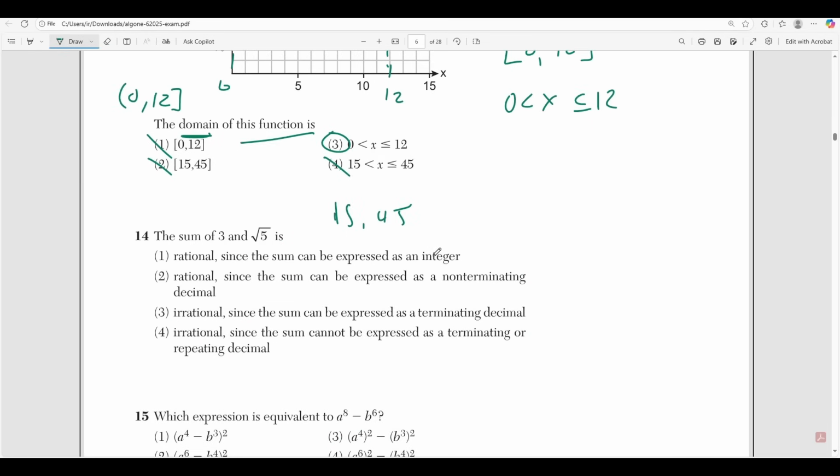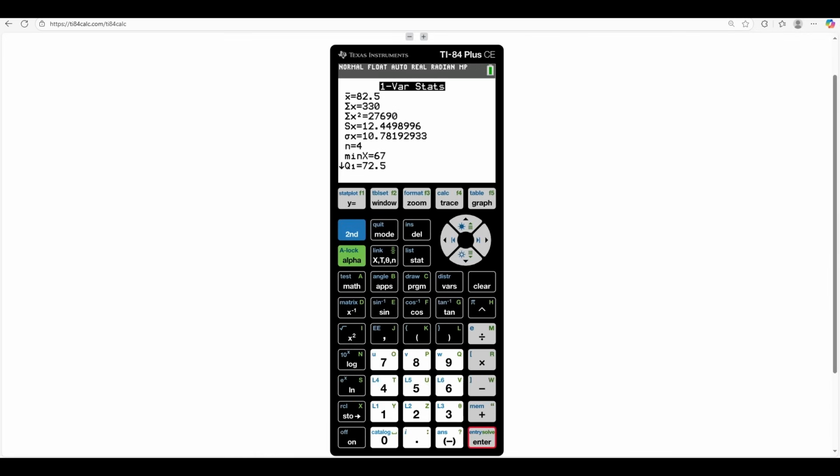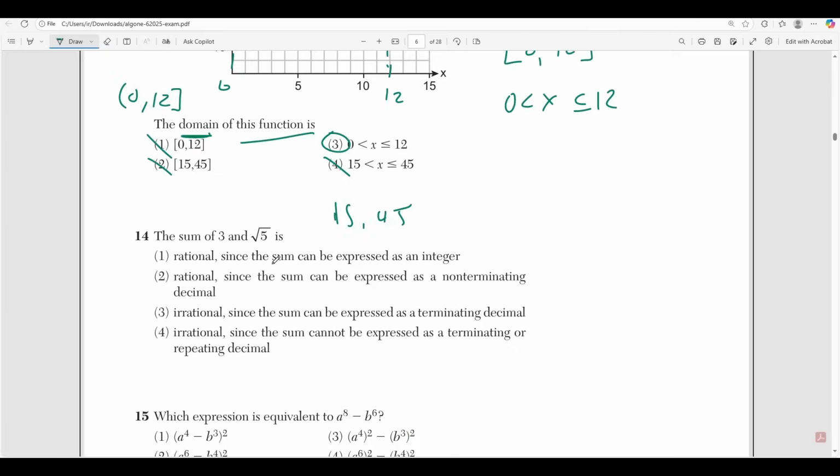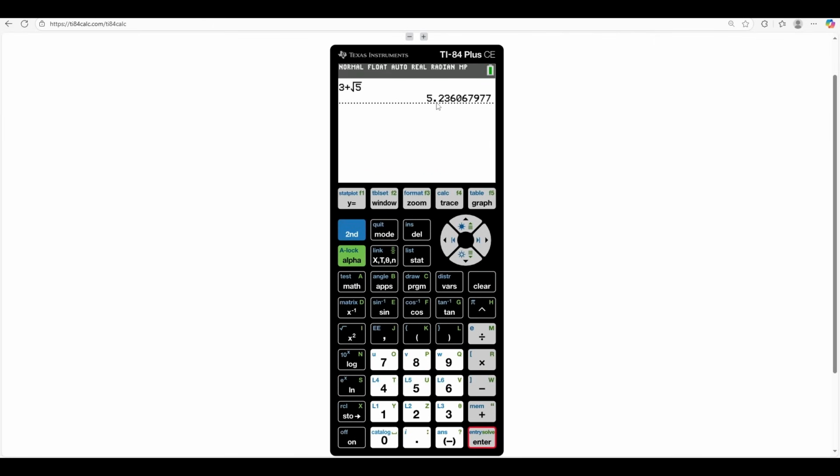Number 14 says the sum of 3 and the square root of 5 is what? Well, in our calculator, if we do 3 plus the square root of 5, we get this crazy number, right? Essentially, when your calculator screen is filled with a decimal, that means it goes on forever. And an irrational number is a number that has a non-terminating decimal, meaning that its decimal goes on forever, and non-repeating, meaning that its decimal doesn't follow a path or pattern like 0.272727 or 0.33333.